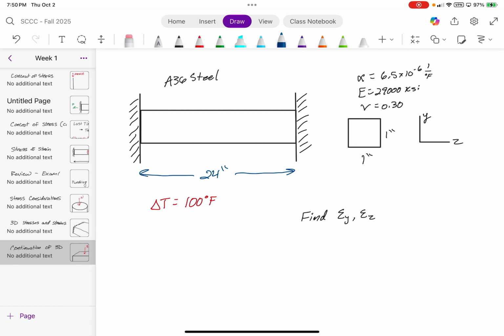How much would it deform if it was unrestrained? Yeah, because this support is going to push it back, which then generates a force. So if you were to release that support, it's going to deform because of the temperature. That's what you're doing there. Then you set this value equal to negative delta F, which is just the deformation due to the reaction.